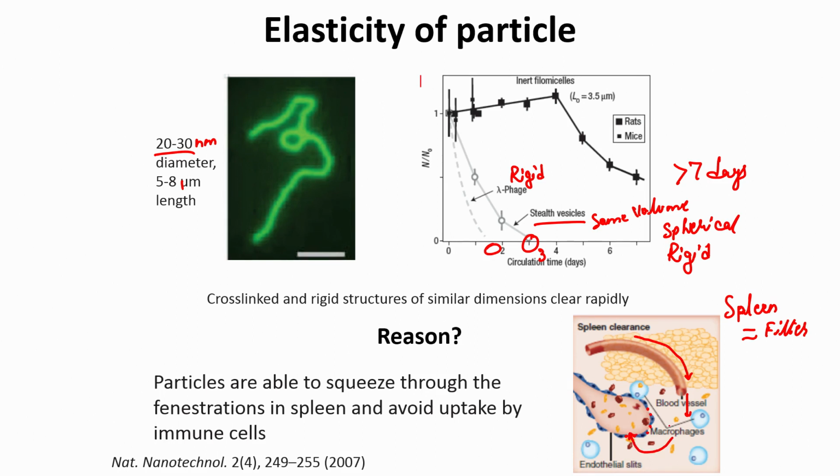If you have a rigid particle, it will not be able to squeeze through these gaps, and a larger rigid particle will just get entrapped in this region where all these immune cells will clear it away. Whereas, if you have a soft and large particle, even though it might be larger than these gaps, it will still be able to squeeze through them and hence will have a longer circulation. So, this is one of the mechanisms through which we find that elasticity of the particle plays a very important role in circulation time.